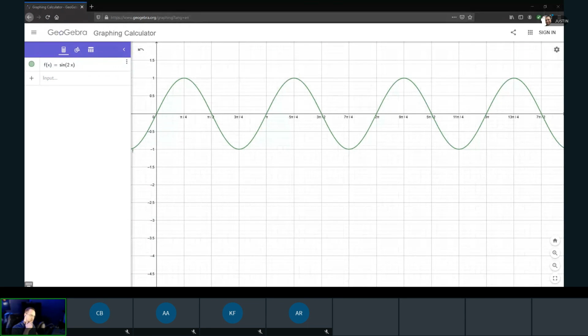Frequency. Yeah, technically our frequency does increase, but I don't think we're going to talk about frequency in that way this unit. So save that thought, Galen.